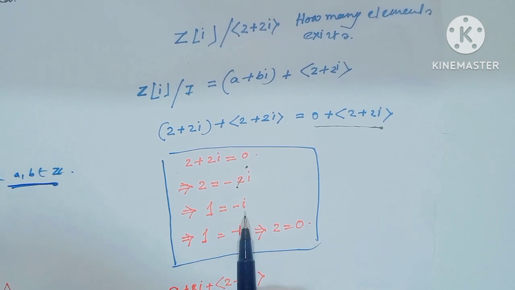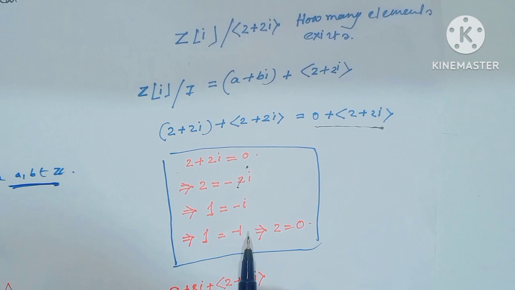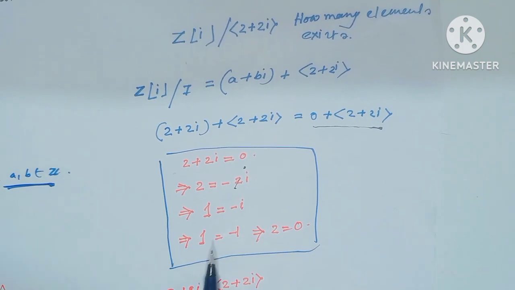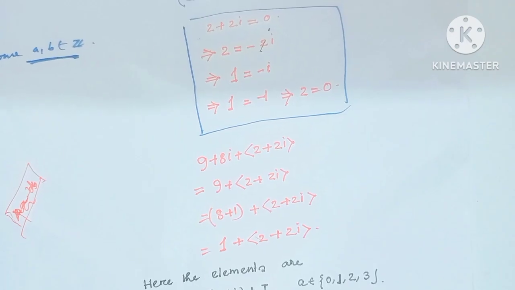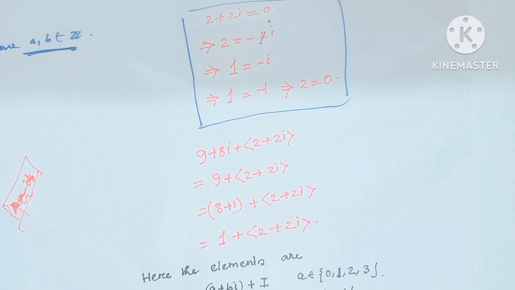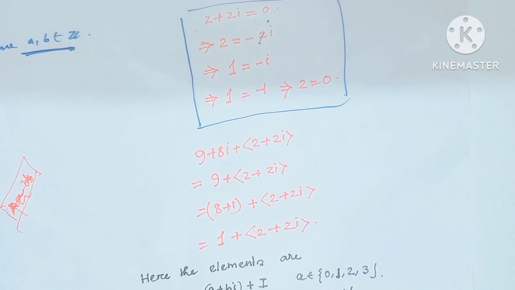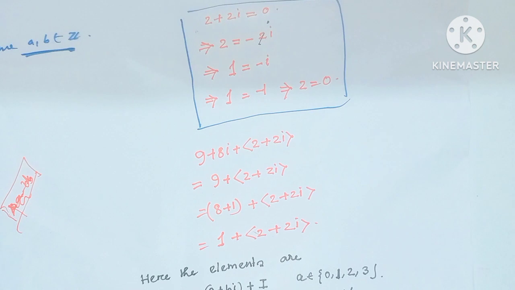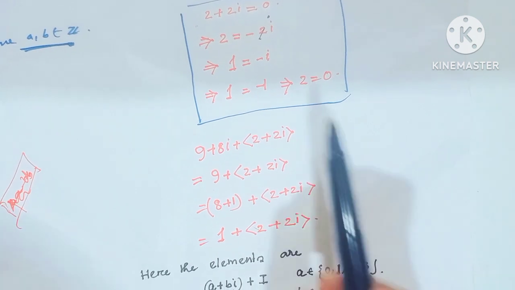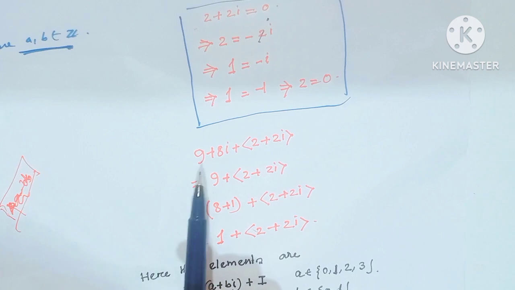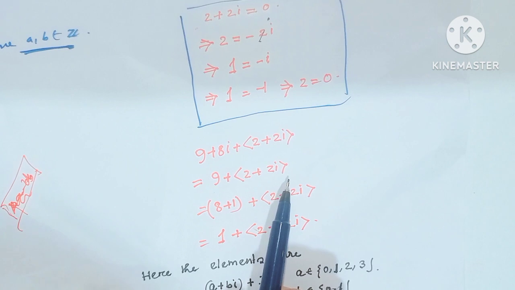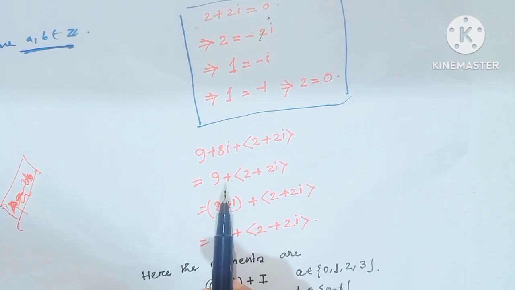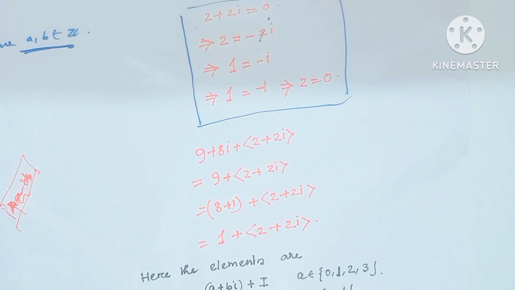If we square both sides, then that implies 1 equal to minus 1. Since 1 equal to minus 1, that implies 2 equal to 0. Therefore, if we write one element of the type 9 plus 8i plus the ideal generated by 2 plus 2i, since I have got 2 equal to 0, that implies 9 plus the ideal generated by 2 plus 2i, and 9 we can write as 8 plus 1 plus the ideal generated by 2 plus 2i.